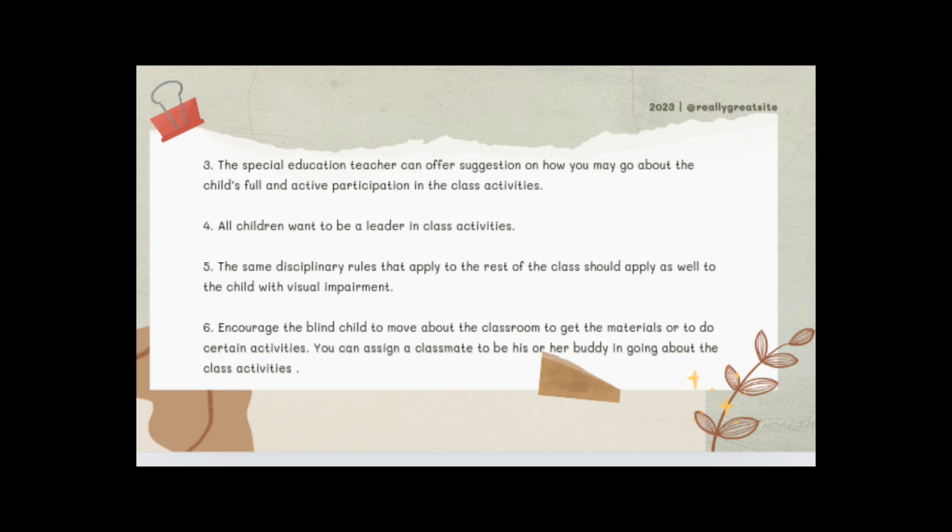And fifth is the same disciplinary rules that apply to the rest of the class should apply as well to the child with visual impairments. Number 6, encourage the blind child to move about the classroom to get materials or to do certain activities. You can assign a classmate to be his or her buddy in going about the class activities. For example, if I have a classmate with low vision who cannot see clearly, I can be his or her buddy. I accompany or guide them to where the door is, and let them use their hands to touch the things inside the classroom.